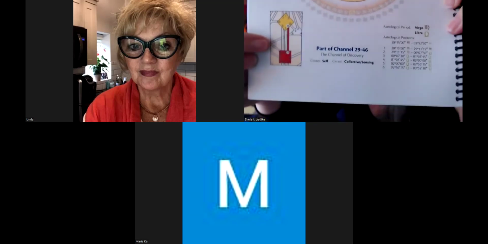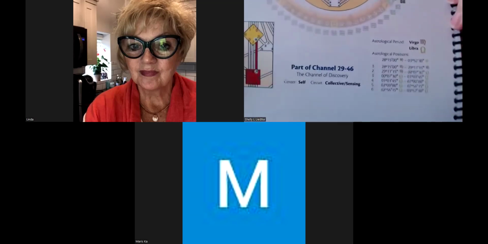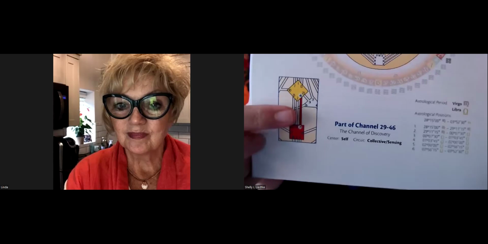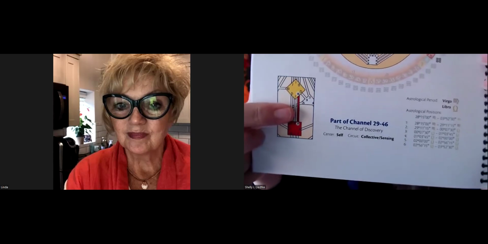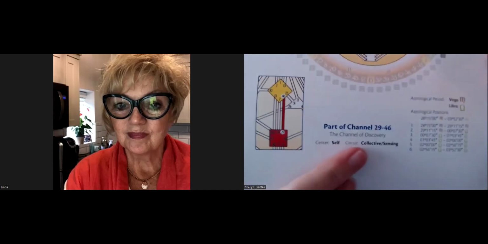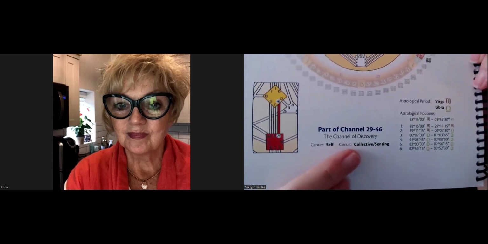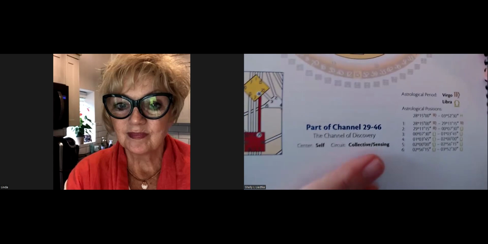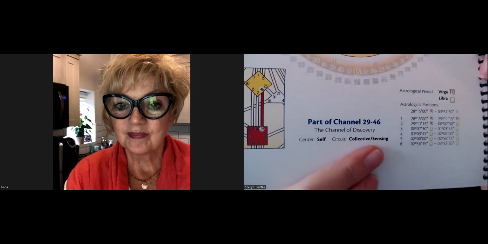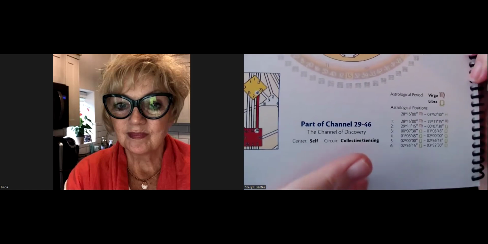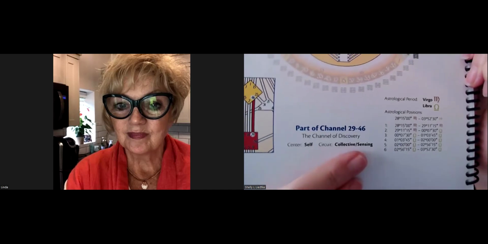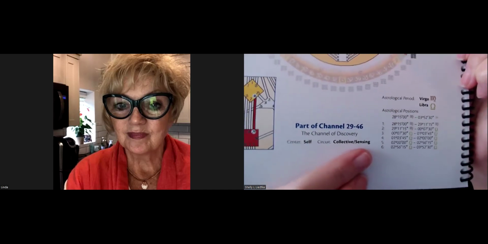So if the entire channel is defined, this is how it will show up, and it is part of the channel of discovery, the 29-46 channel. It's also in the collective sensing circuitry. So this means it has to do with all people everywhere out in society, but you're going to be sensing.